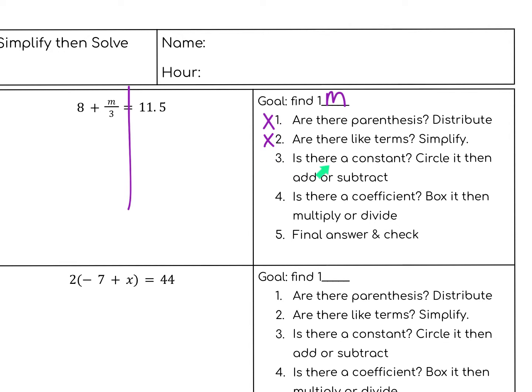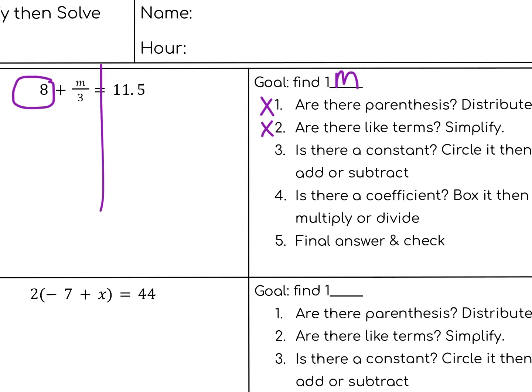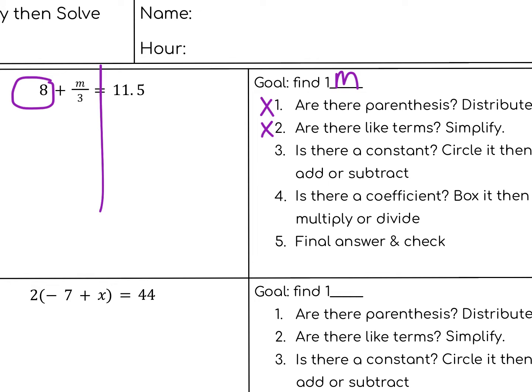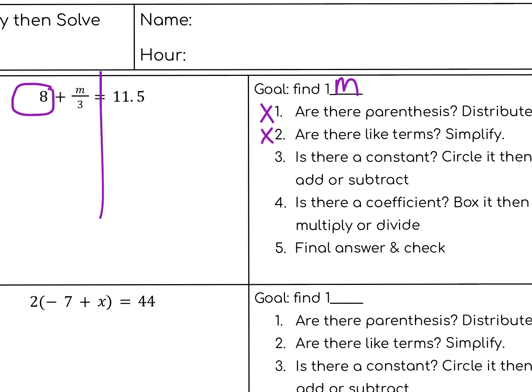It says, is there a constant? Circle it, then add or subtract. Looking at the side with the variable, I do see a constant. I'm going to circle it. I'm going to zoom in a little bit. There we go. That's a plus 8, right? There's a positive invisible in front of it. So I circled it.